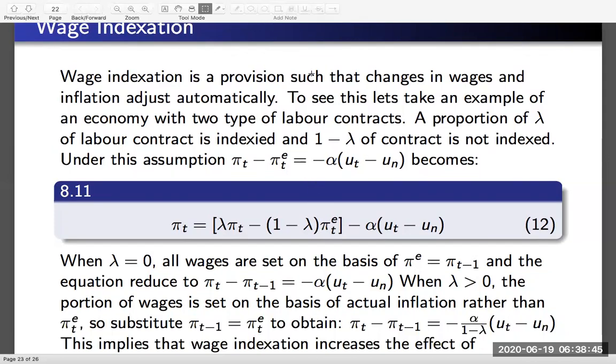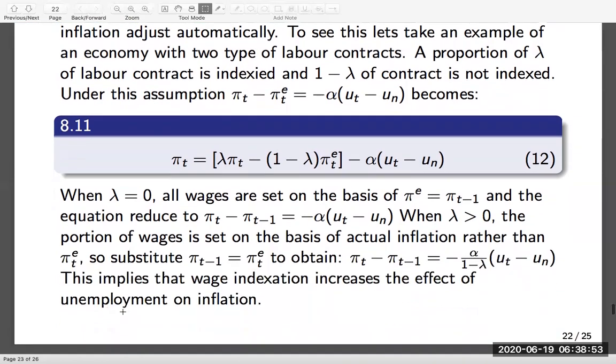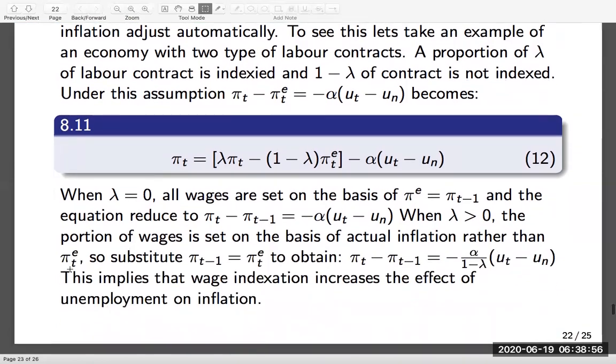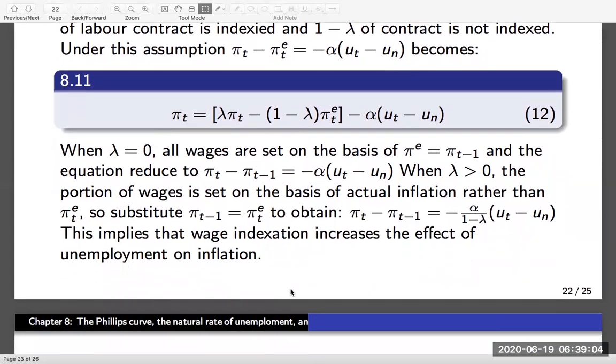When the proportion at which you are indexing is greater than 0, a portion of the wage is set on the basis of actual inflation rather than expected inflation. We substitute that in the equation and we get this. This implies that wage indexation increases the effect of unemployment on inflation. Now it has a huge impact. Compare here, you only have alpha times the deviation, minus alpha (ut minus un).